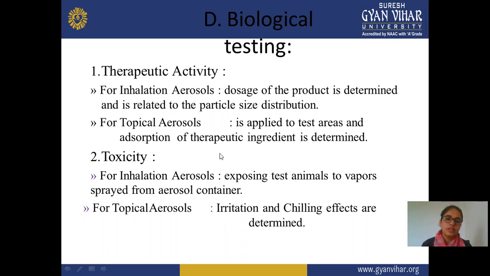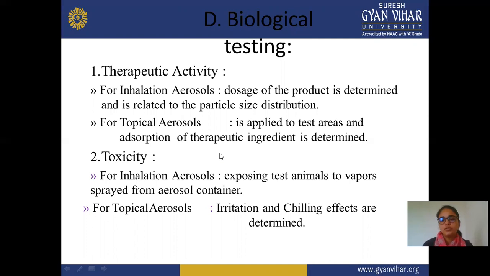In inhalational aerosol, we expose the test animal to a spray from the aerosol container, meaning we are applying this material to the animal with the help of the spray of the aerosol container, and check whether any irritation or any severe effect is produced in that particular animal. If the animal is safe and no severe or dangerous effect is observed, then we can say that it does not produce any toxic effect, or very little toxic effect is produced, which doesn't affect a particular person. So these tests are mainly performed first on animals, and after confirming on animals, we apply it to human beings, or the formulation comes to market.